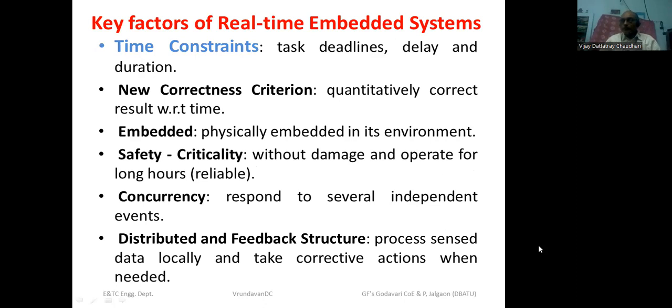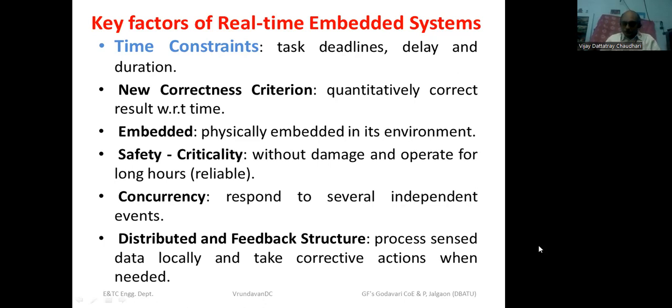The critical time constraint is the only difference. Okay. Here in a real-time embedded system, task deadlines are specified, the delays are clearly mentioned, and the duration required to execute the continuous task is specified clearly. An embedded system should complete the task within the specified deadline only. So the real-time embedded system is a task critical constraint, time critical constraint.